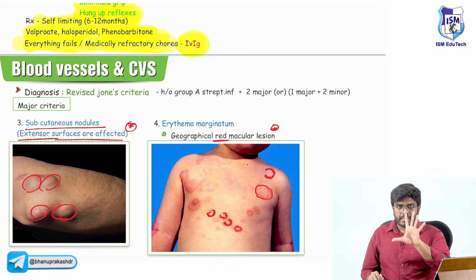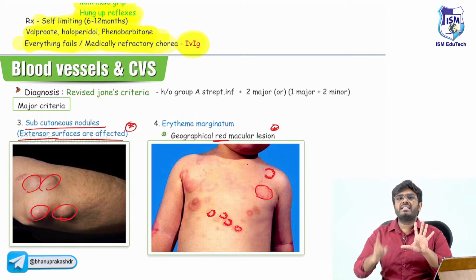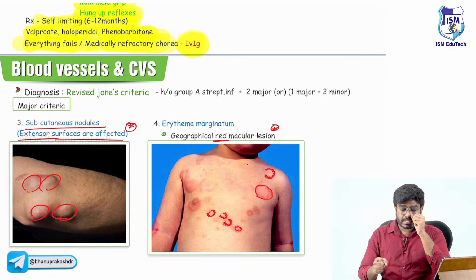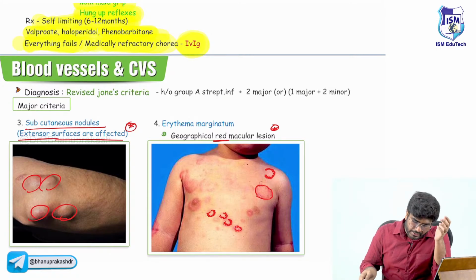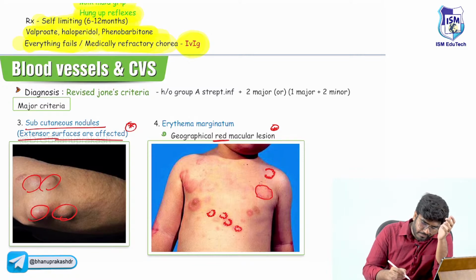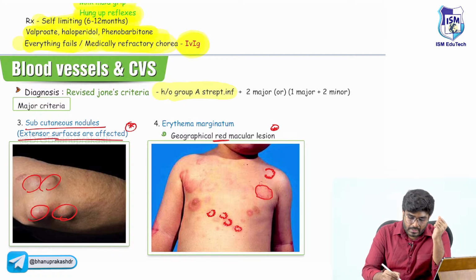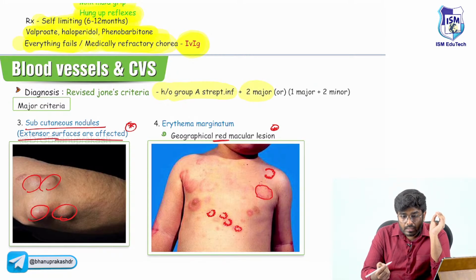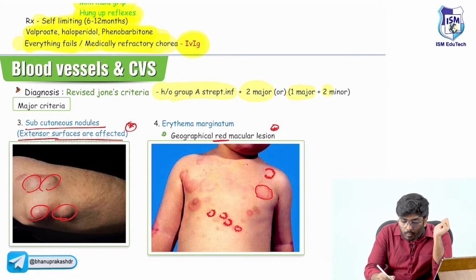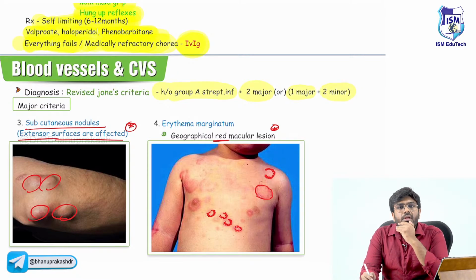Out of these major criteria, to make the diagnosis that this boy is having rheumatic fever, you need at least 2 major criteria. That's what I have been telling you from the beginning. You need a history of group A beta hemolytic streptococcal infection, with at least 2 major criteria out of this JONES, or 1 major with 2 minor criteria.